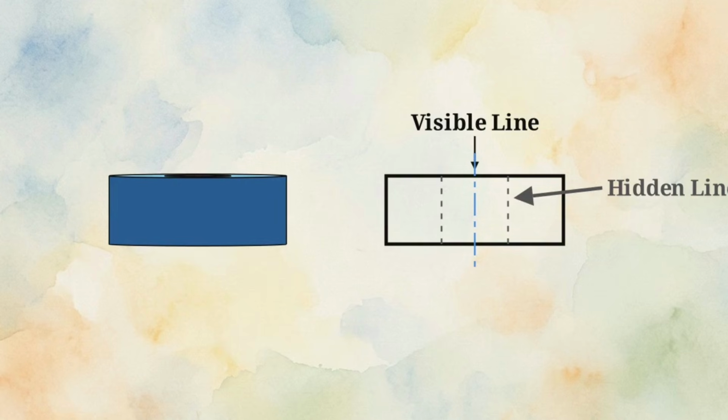A thin line with a repeating long and short dash pattern drops directly down the middle. This is the center line. It marks the exact middle of a hole or a perfectly balanced part, so the machinist knows precisely where to align their tools. The rule for identifying shape is highly specific.